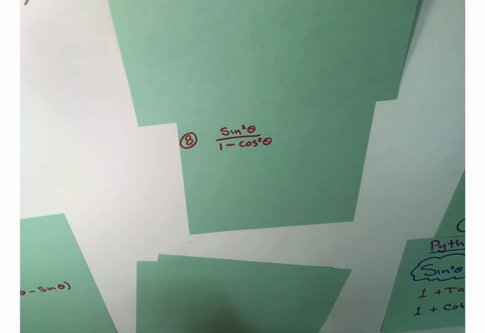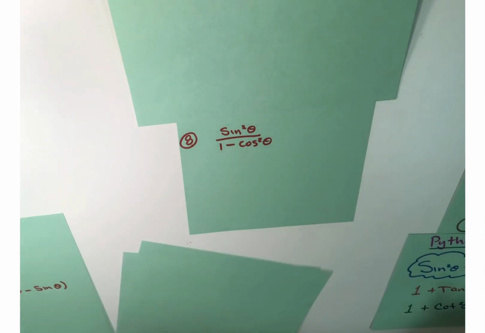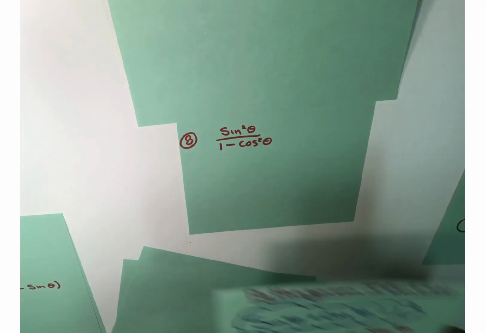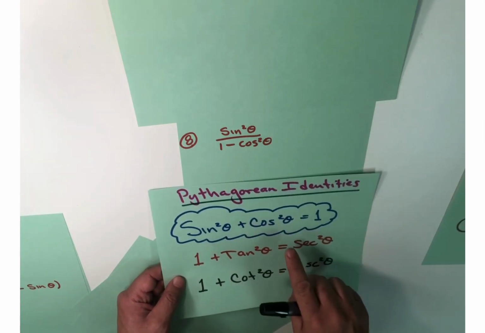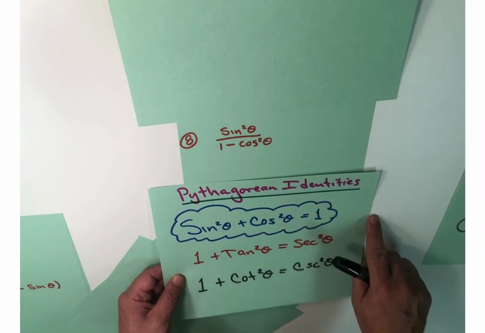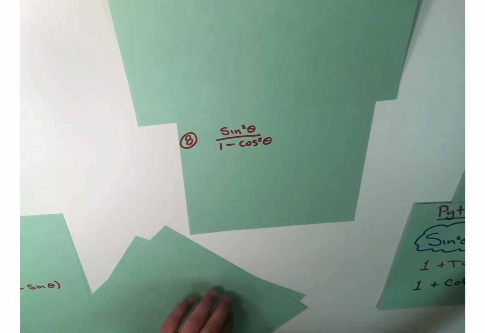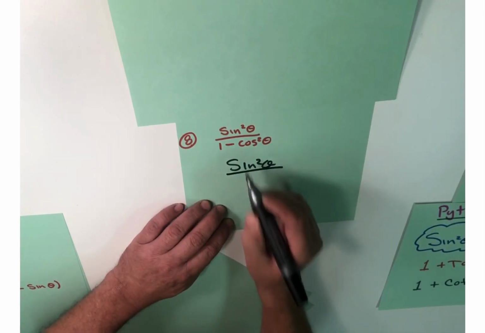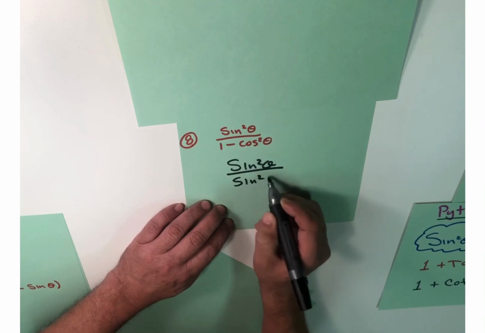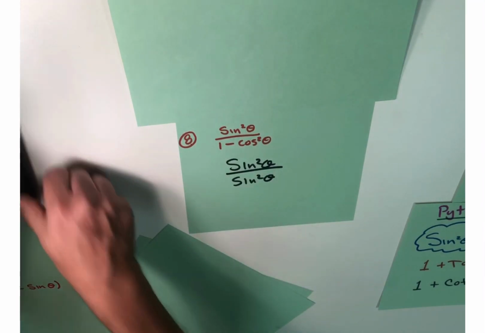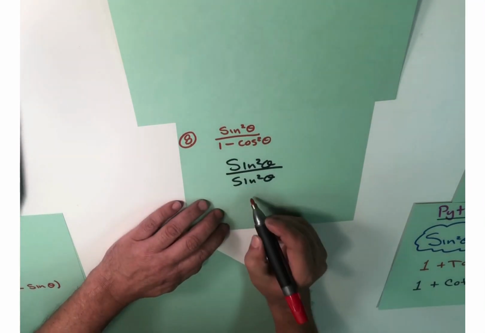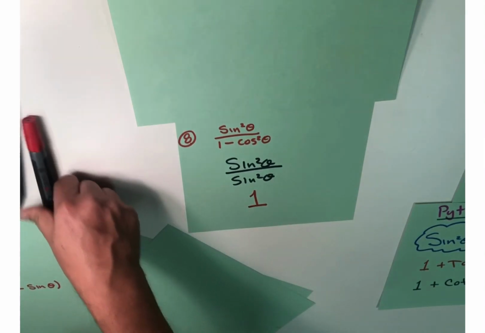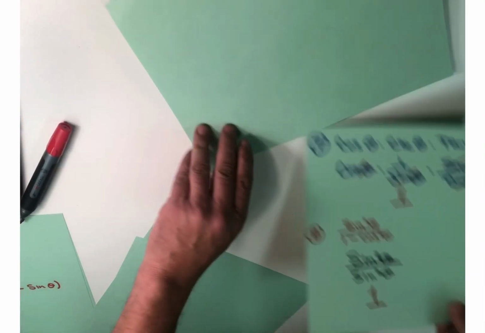Sine squared of theta, 1 minus cosine squared of theta. Hey, I recognize 1 minus cosine squared of theta. That's the Pythagorean identity. If I once again move the cosine over to the right, I will end up with sine squared of theta. So my numerator is sine squared of theta. My denominator turns into sine squared of theta. And what is sine squared of theta divided by sine squared of theta? Whoopsie, it's 1 again. And that takes care of number 8.